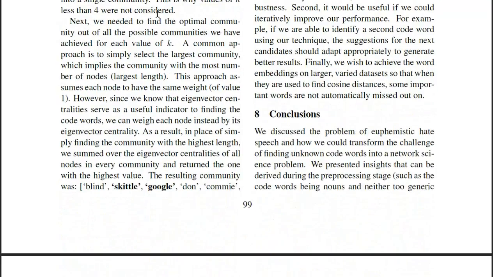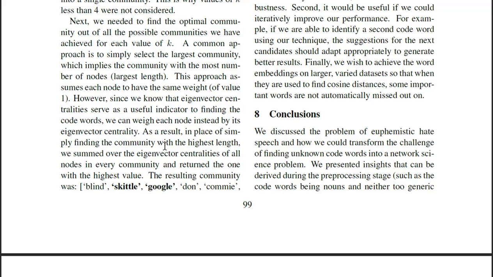Alright. Next, we need to find the optimal community out of the possible communities we have achieved for each value of k. A common approach is to simply select the largest community, which means the community with the most nodes. This approach assumes each node has the same weight. However, since we know that eigenvector centrality serves as a useful indicator for finding code words, we can weigh each node by its eigenvector centrality.